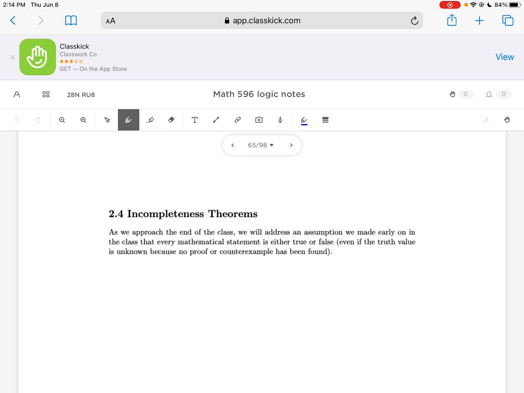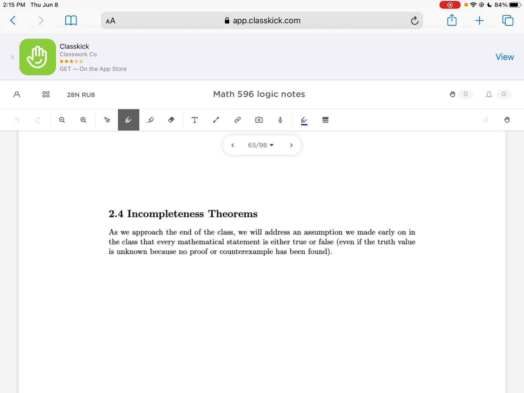To wrap up the class, we're going to go back to something that we talked about on the very first day, which is how we defined what it meant for something to be a mathematical statement or a proposition. We discussed very early on that every mathematical statement or proposition must be either true or false, even if the truth value is unknown because no proof has been found and no counterexample has been found. We gave Goldbach's conjecture, that every even number greater than 2 can be expressed as a sum of 2 primes. It's a mathematical statement which must be either true or false, but no one has proved it and no one has disproved it yet.